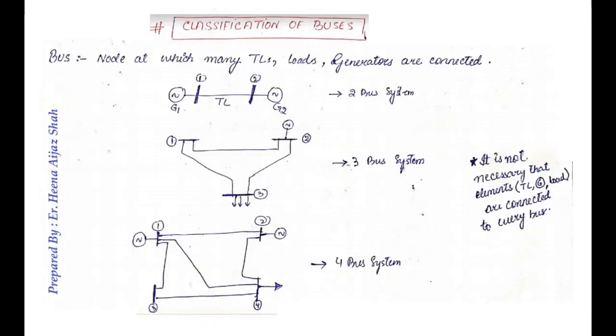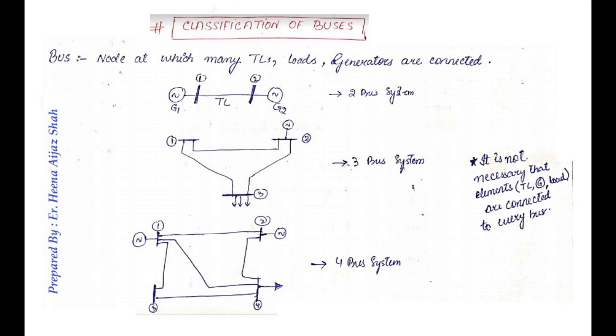Now, coming to the classification of buses. First of all, we should know what actually a bus is. A bus is a node at which many transmission lines, loads, or generators are connected. So any node at which a transmission line or generator or a load is connected will be a bus. For the simplest system, we will have only two buses. For example, as shown in the figure, we have connected two generating stations by a transmission line using two buses. That forms a two-bus system.